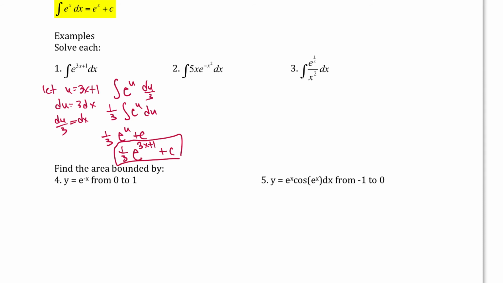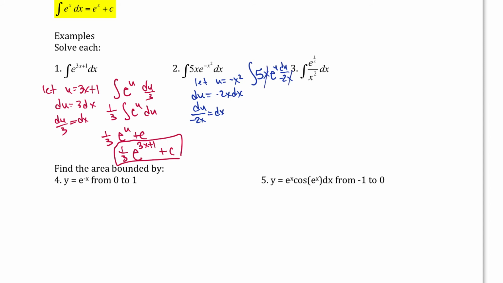All right, moving on to our second one over here. This time I'll let u equal the negative x squared. So that means du is going to be negative 2x dx. So if I solve for the dx, du over negative 2x is my dx. So this substitution becomes 5x e to the u du over negative 2x.